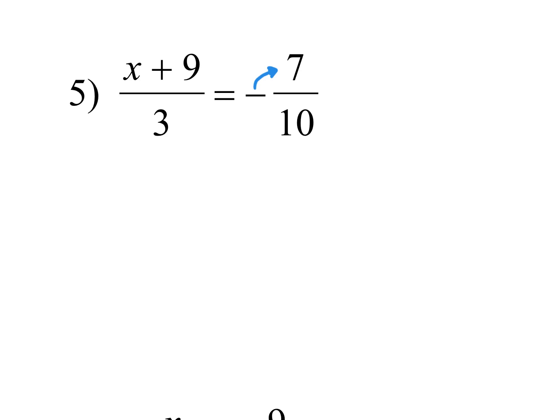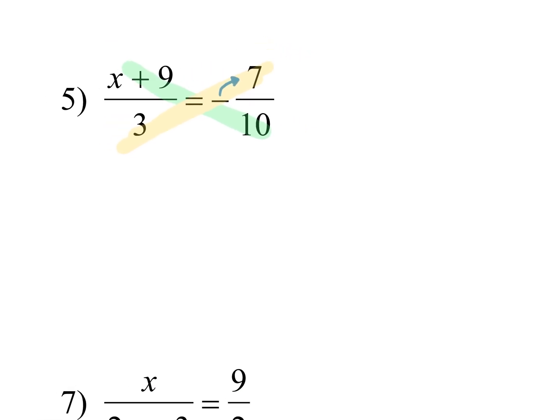Then you go through your cross product. So you're going to have x plus 9 times 10, and you're going to have 3 times a negative 7. When you translate this, you have to make sure that you write it correctly. So you end up with 10 and then in parentheses, x plus 9. I write it this way because now it looks like I'm going to have to do what? I think somebody said it, the distributive property. That's good. On the other side, you're going to end up with a positive 3 and a negative 7.